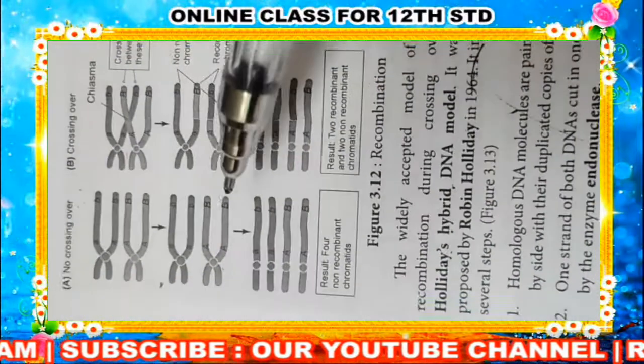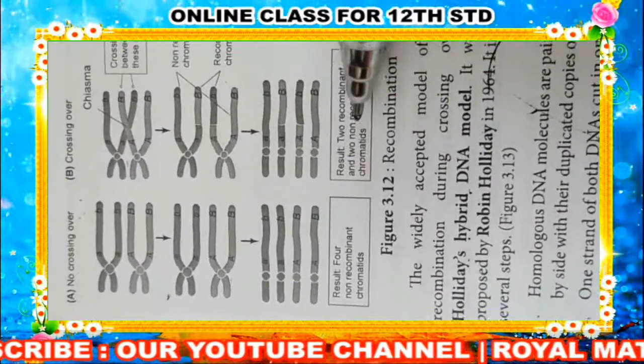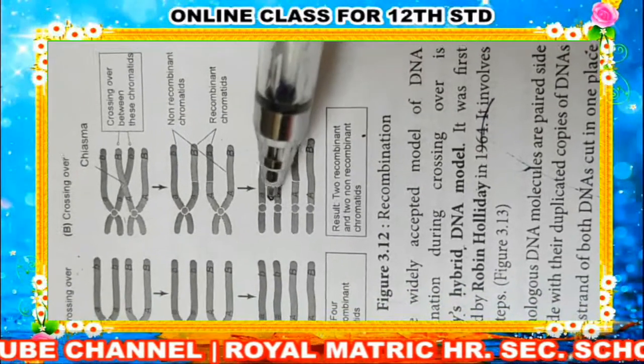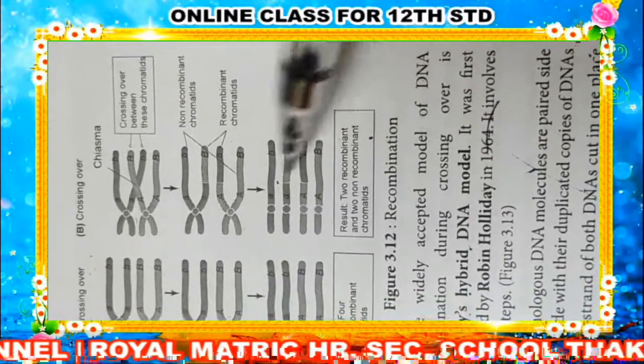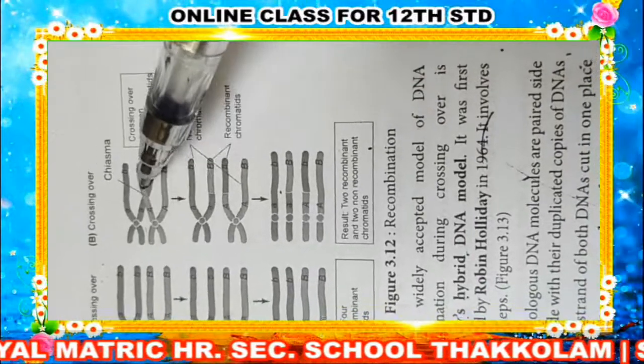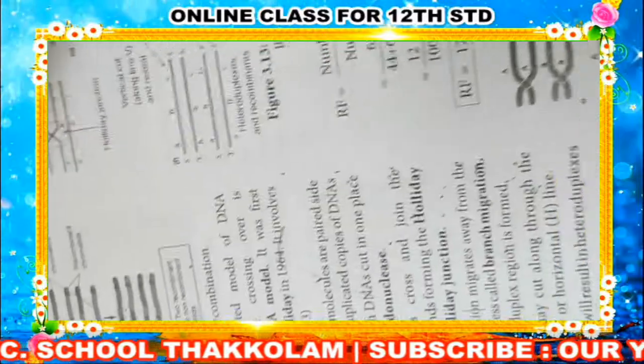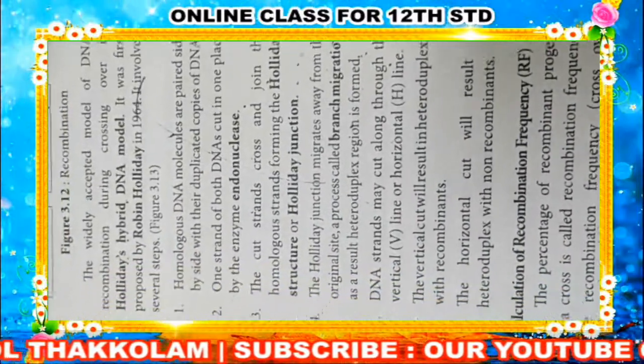You can see the picture. The first two are non-recombinant chromatids, because they are not joined. The joined ones will produce a new recombinant variety, the new type.